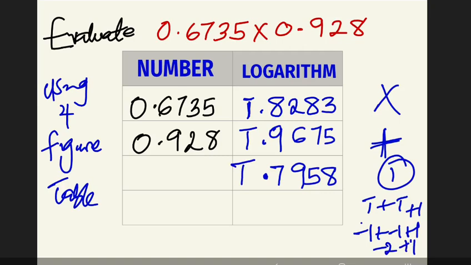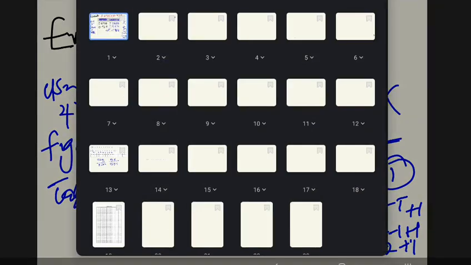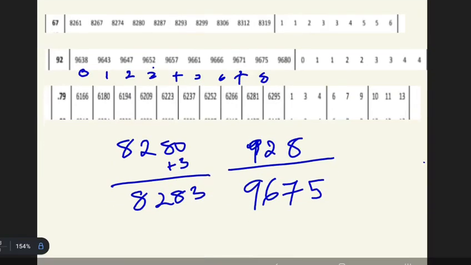Therefore, the next step is to find the antilog of this number. In looking for the antilog of 79 under 5, difference 8, the first thing you must write is times 10 raised to the power minus 1, because the antilog is a real number. So that's what to do. Let's go and find the antilog of 79 under 5. This is the antilog table.